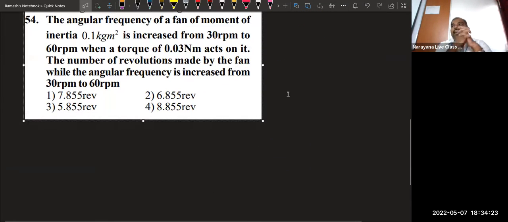Try everyone. The angular frequency of a fan of moment of inertia 0.1 kilogram into meter square is increased from 30 rotations per minute to 60 rotations per minute when a torque of 0.03 Newton into meter acts on it. The number of revolutions made by the fan while the angular frequency is increased from 30 rotations per minute to 60 rotations per minute.